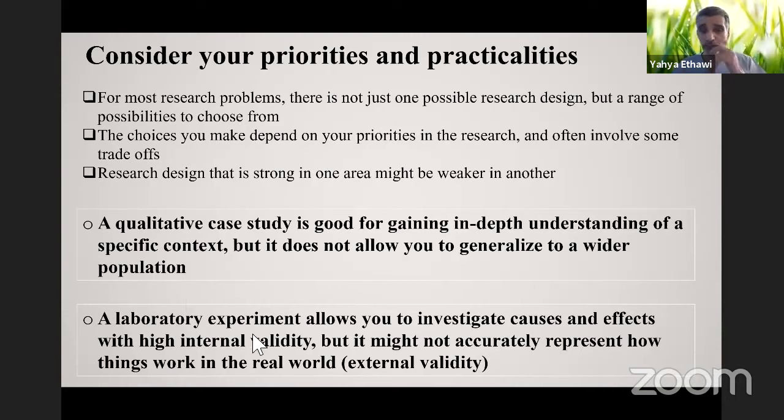Another example, a laboratory experiment allows you to investigate cause and effect, and find the relation between the dependent and independent variable. You can do internal validity, but a laboratory study cannot do external validity. You cannot generalize it to the real world. So if you want to generalize a conclusion to the real world, don't do a laboratory study. You need a field study. So again, priorities and practicalities are important in writing the methodology.